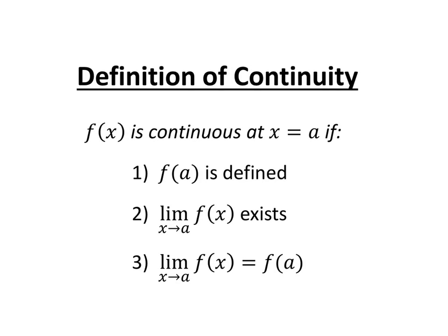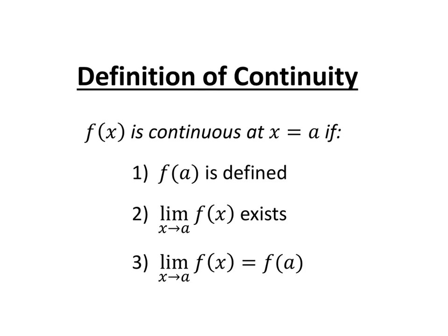In this video, we will discuss the definition of continuity. A function f of x is continuous at x equals a if the following three conditions are satisfied. Condition number 1, f of a is defined, meaning we should be able to take any number x and plug it into the function and get a real defined number.